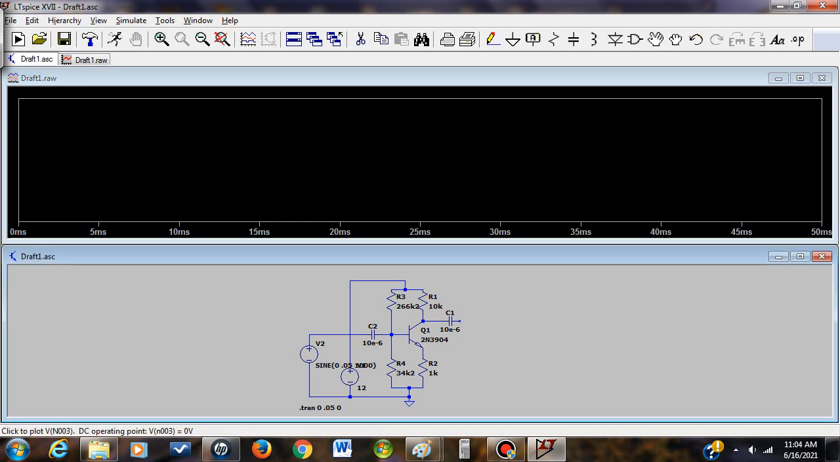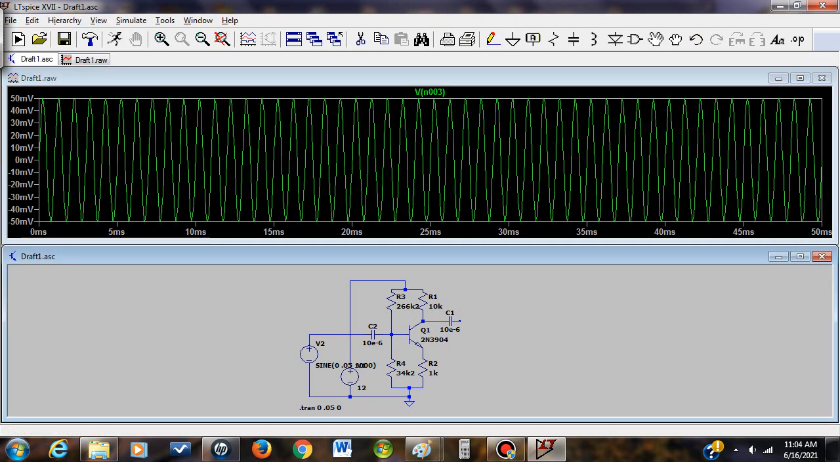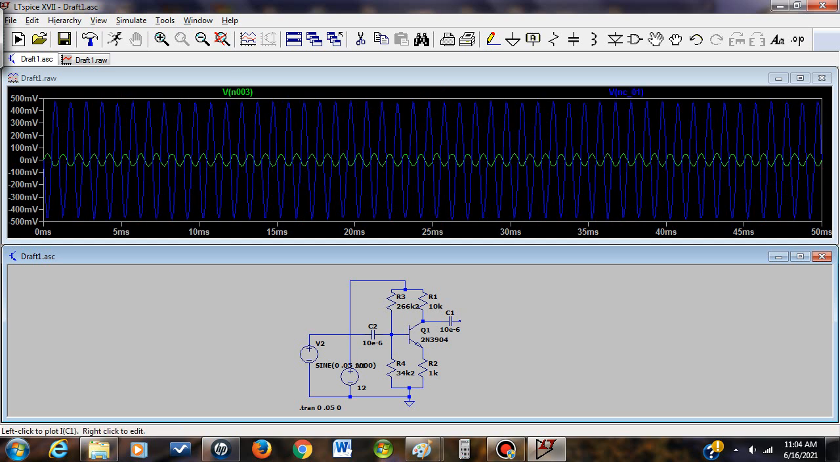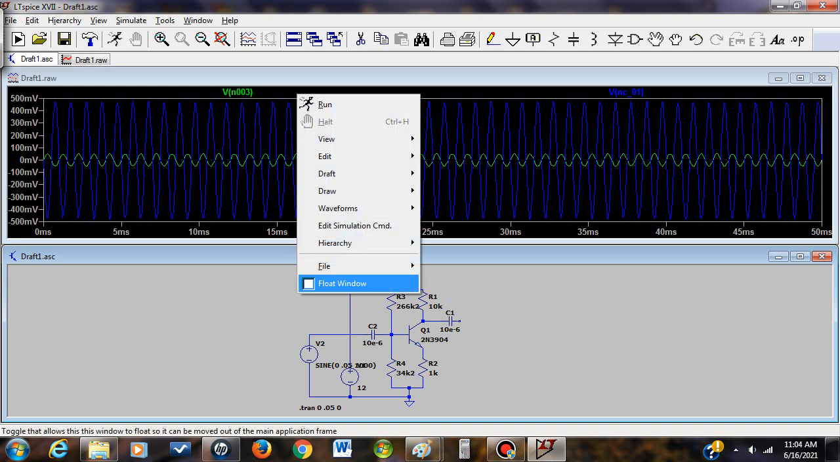So what we want to do is we want to sample the input. And so that's what the input is right there. Now let's sample the output, which will be right over here. And you can see that the output is close to about a volt peak to peak. So we have an input that's about 0.1 volts peak to peak, and you can see that the signal is inverted.